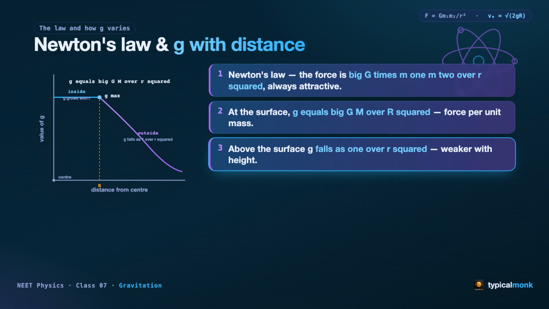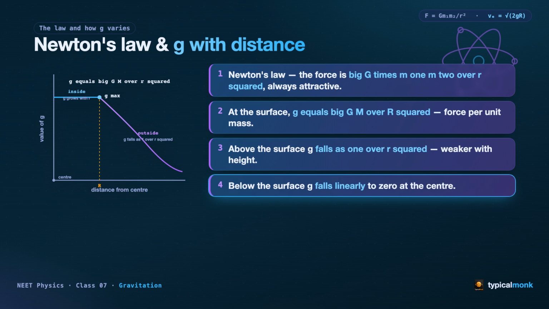Now, follow the curve outward. Above the surface, g falls as 1 over r squared. Climb a mountain or ride a satellite, and you weigh a little less. And follow it inward, from the surface toward the center. Below the surface, g falls linearly, straight down to 0 at the very center, because only the mass inside your radius pulls on you. And at the center, that inner mass is nothing.